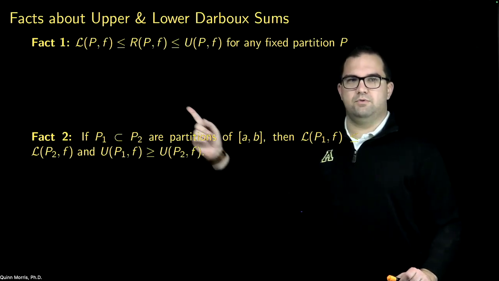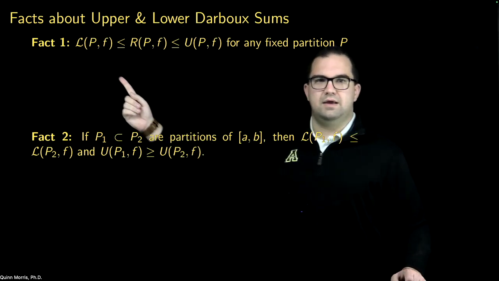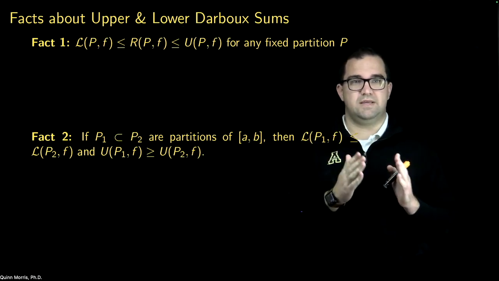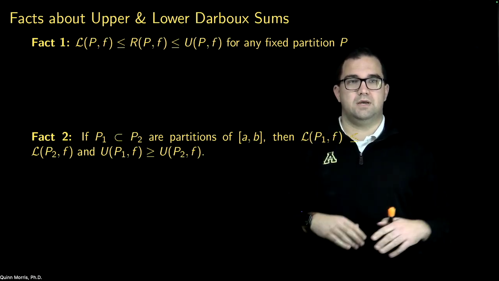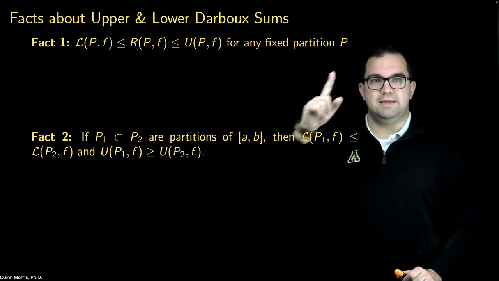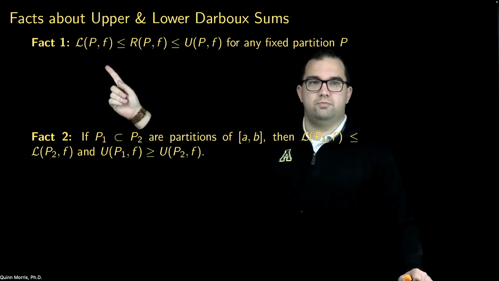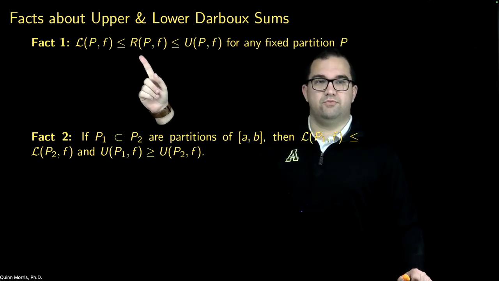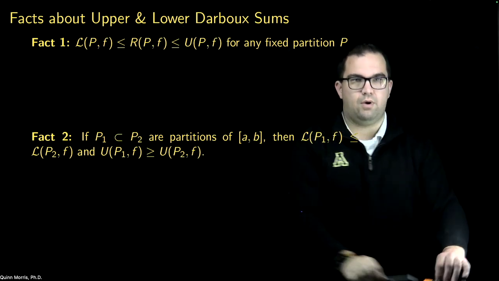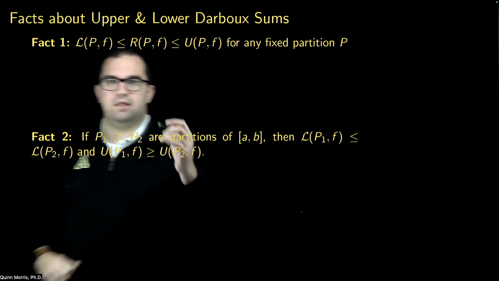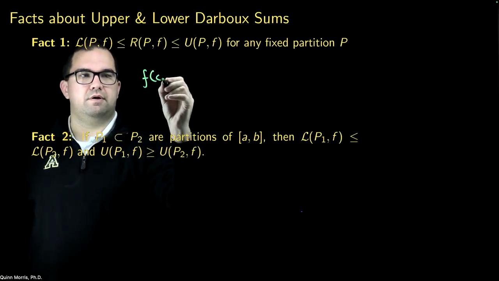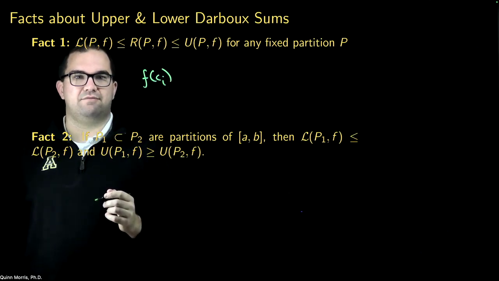The first fact I want us to observe is that if we think about the three different kinds of sums we looked at in the previous video, lower Darboux sums, upper Darboux sums, and Riemann sums, for any fixed partition P, the lower Darboux sum must be less than or equal to the Riemann sum, which must be less than or equal to the upper Darboux sum.